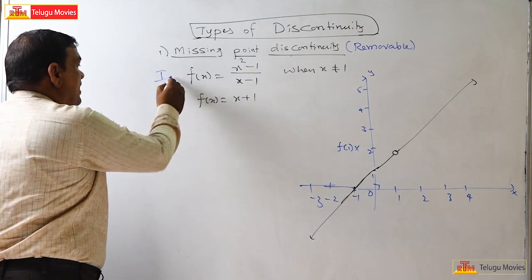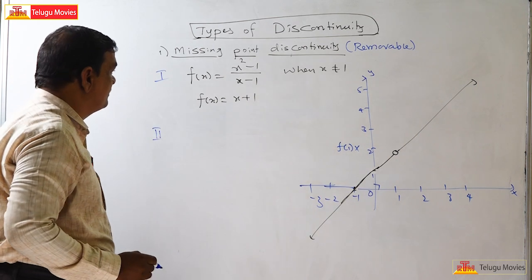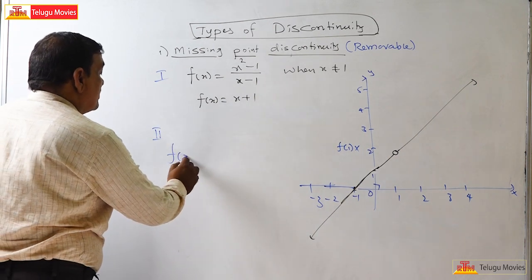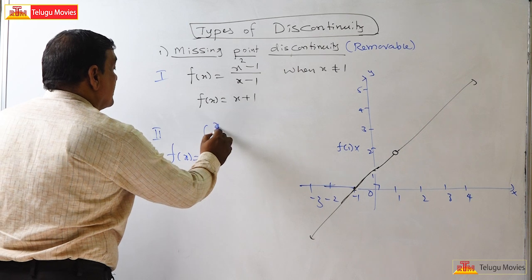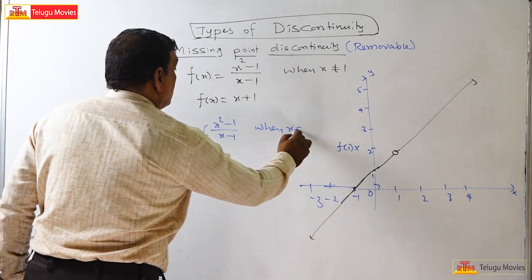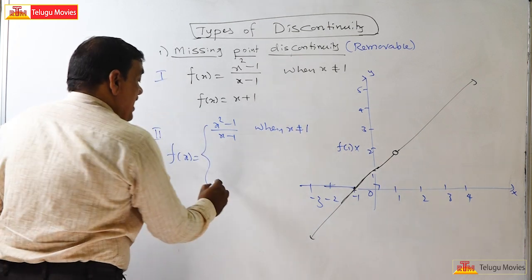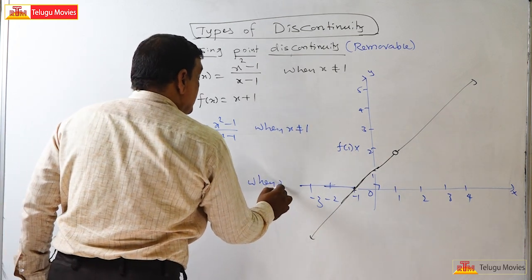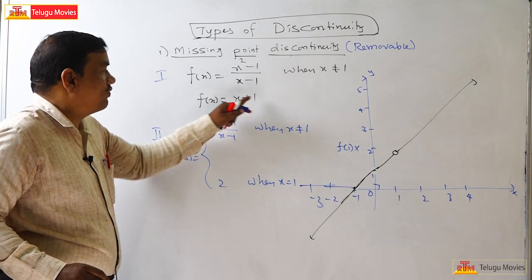This is 1. Now I am defining this function like this: f of x is a function such that it equals x square minus 1 by x minus 1 when x is not equal to 1, and 2 when x is equal to 1. At x is equal to 1, 1 plus 1, how much?